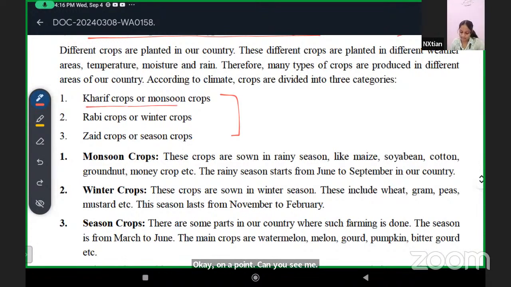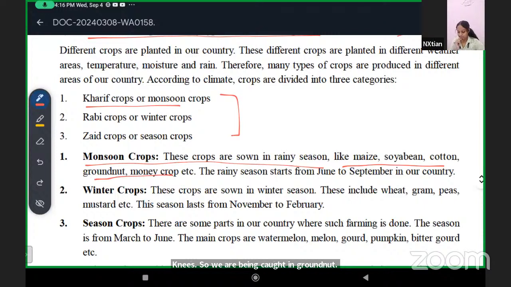Kharif crops are known as monsoon crops. Okay, why monsoon crops? Because they are sown in rainy season. What types of crops are sown in rainy season? Maize, soybean, cotton, groundnut, money crop.